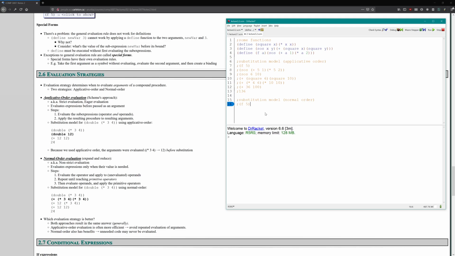Now, with normal order, it says start with the leftmost sub-expression, so in this case it's the function f, and first off we want to evaluate it, and let's run our code here so we can see what the value of f is. It's the procedure f, okay? So we get this procedure object.